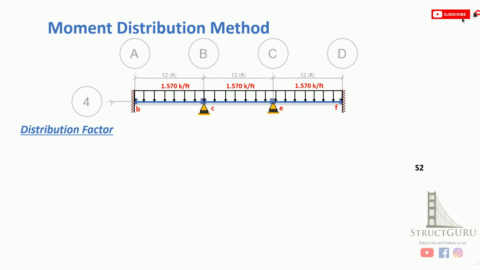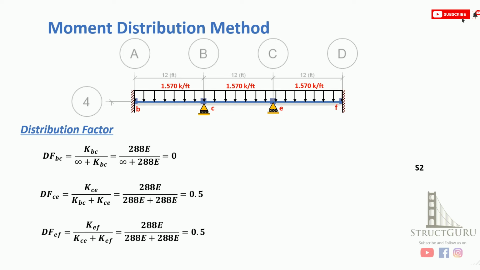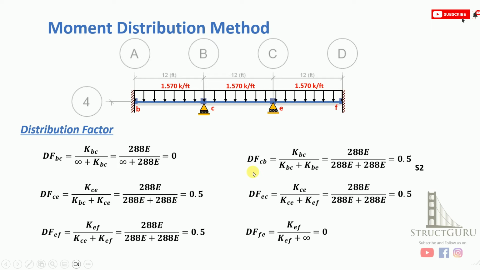So similarly, now we need to compute the distribution factor CB. For the distribution factor CB, we need to compute the stiffness of this member, which is KBC, divided by the summation of stiffness connected to this joint C. So there are two members connected to this joint. That means KBC plus KBE. And if you put the values, you'll get 0.5 as the distribution factor. Similarly, you need to compute the distribution factor for all other members and joints.